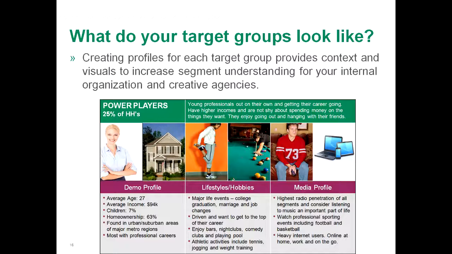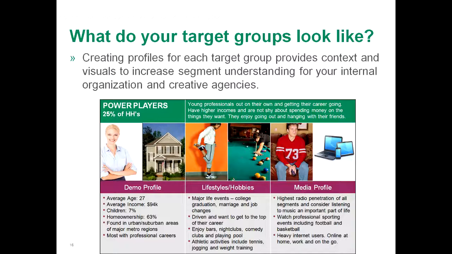A very physically fit segment, playing tennis, jogging, going to the gym, and then we looked at the media profile in the platform. We're pulling this out. What does it look like? Okay, this is the segment that's most likely to be listening to the radio, and also listening to music. Music is very important to them.